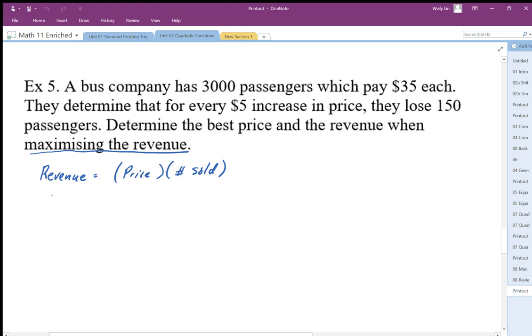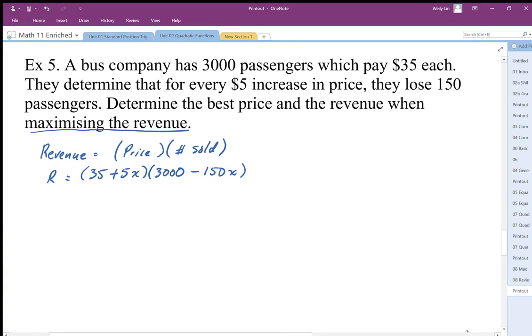So the equation looks like this. R is equal to the price, starting at $35 and increasing in groups of $5, times the tickets sold, which are going to be 3,000, decreasing in groups of 150. So we use 150x. Now the textbook does it slightly differently. They use a ratio, and you could use that as well. However, I'm just going to use this value x and these groupings of $5 and 150.